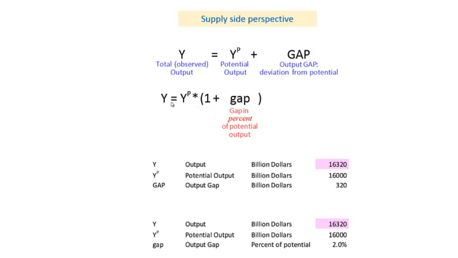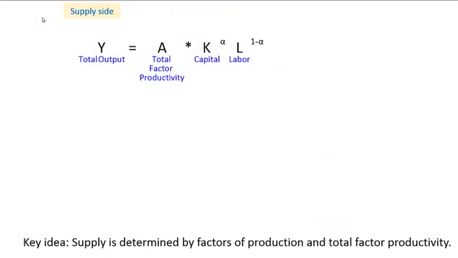However, it's often convenient for us to think about the output gap as a percent of potential output, and here you can see that we've written that in lowercase. In this example, the output gap is 2% of potential output, so we calculate output as potential times 1 plus the output gap, 1 plus 2%, and we get the same number, that's 16,320 billion.